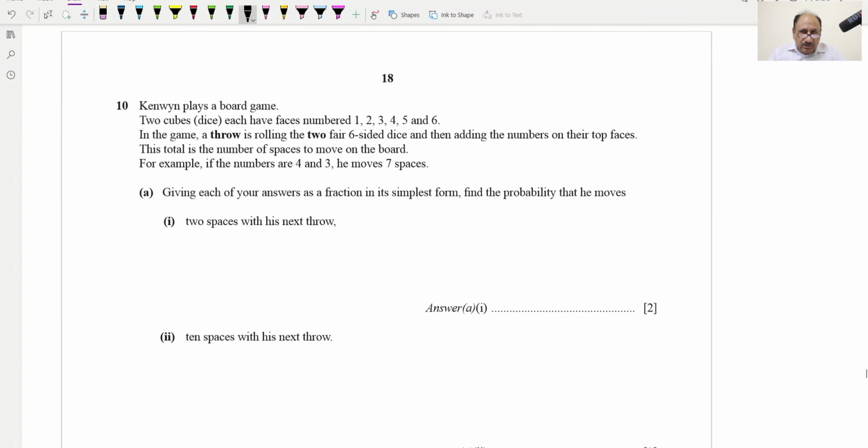Now this is question number 10. Canyon plays a board game. 2 cube dice each have faces numbered 1 to 6. In the game, a throw is rolling the two fair 6-sided dice and then adding the numbers on their top faces. This total is the number of spaces to move on the board. For example, if the numbers are 4 and 3, he moves 7 spaces.